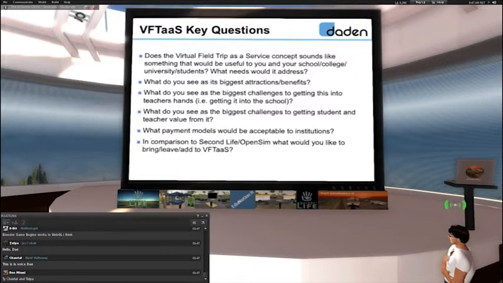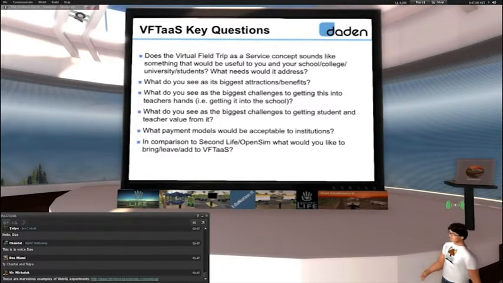I'd be interested to know what sort of challenges people around here have actually had in trying to get Second Life more widely adopted within their organisations and their institutions.